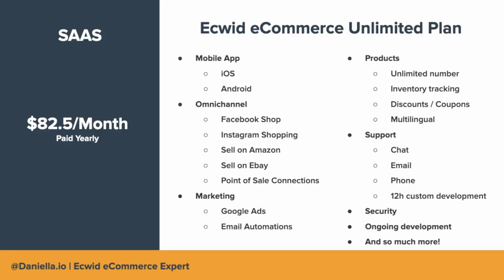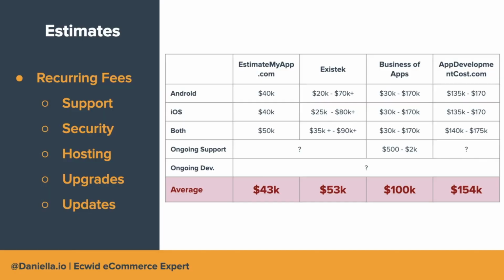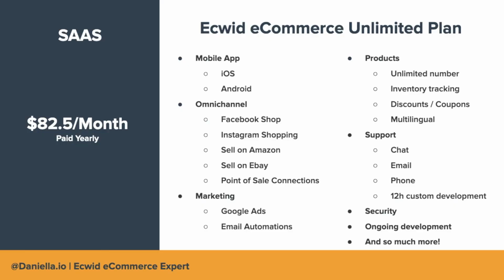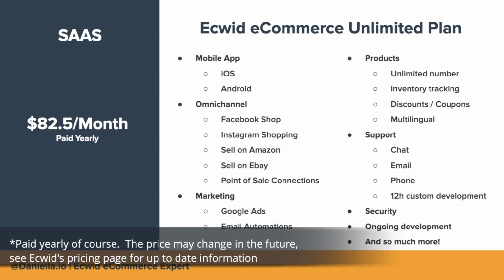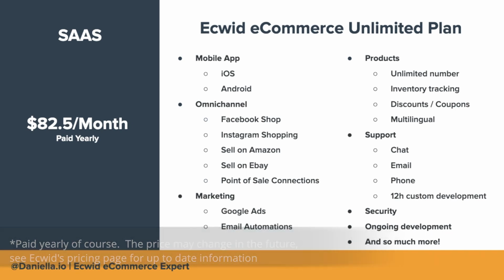So this plan is available in Ecwid for $82.5 a month. It has to be paid yearly, so you have to plan to pay that yearly. But look at how different this cost is compared to what we had before. Before we had $43,000 to $154,000. Here, yes, we're paying a monthly price, but in the end, you've paid less than $1,000 for an e-commerce app, and you have the ongoing support, development, and security that you need.